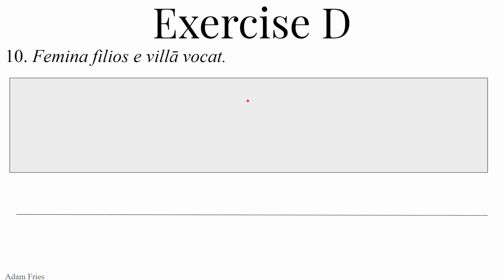Optime. Very well done. Excellent. You are now ready to move on to exercise E, parsing English sentences and turning them into Latin. Optime, valete omnes.